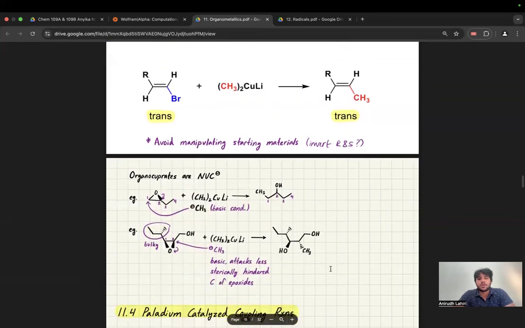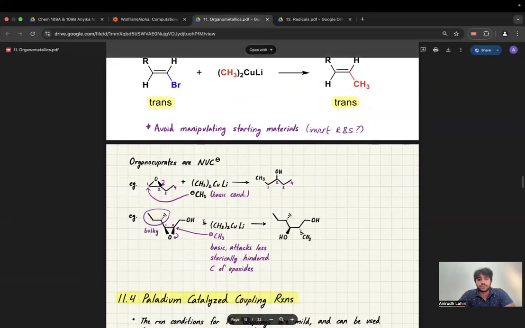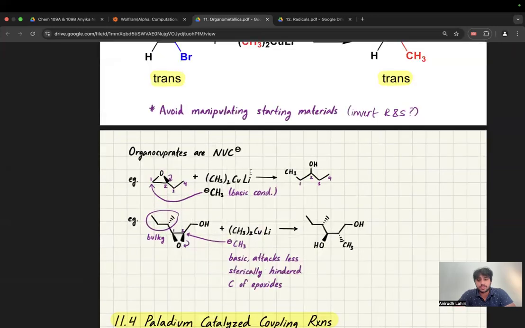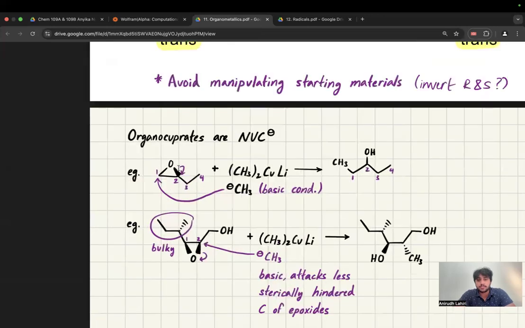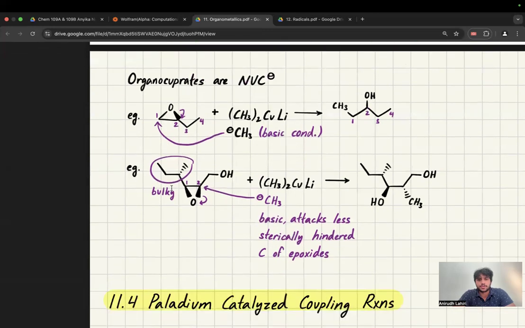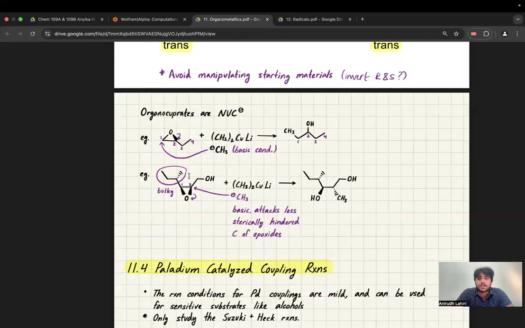Okay, organocuprates as nucleophiles. Again, we're installing this under basic conditions. We attack this side, and it kicks up. So that makes sense. Bulky bases, minus CH3: since it's basic, it'll have to attack the less sterically hindered carbon of the epoxide. Exactly what you'd expect.